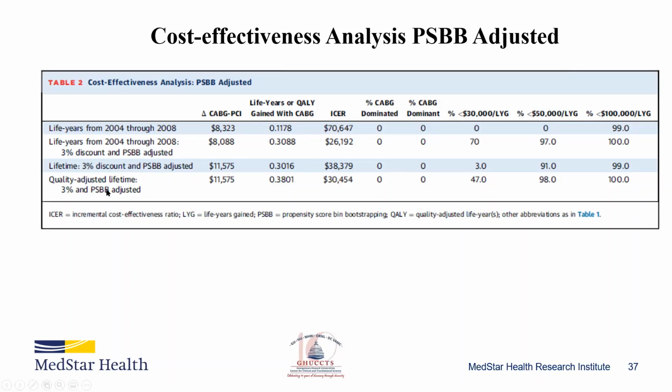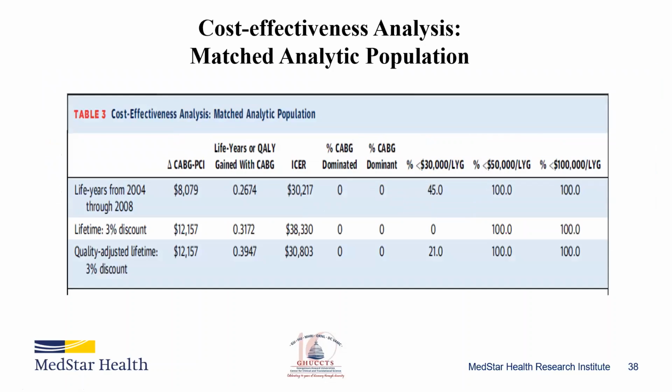And then we did the same sort of analysis here with the matched population and got fairly similar results. So here, for example, the lifetime with 3% discounting, a difference of $12,000, life years gained of 0.3 plus, the ICER, and then the percent of replicates that were dominated or less than some given threshold.